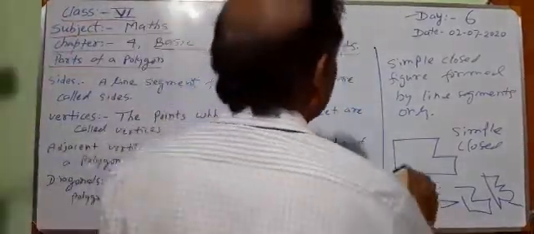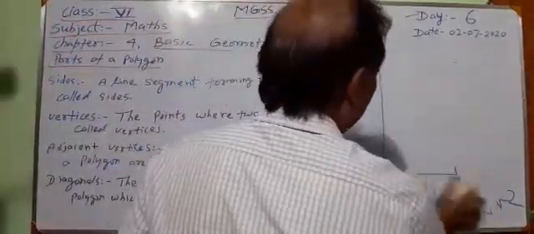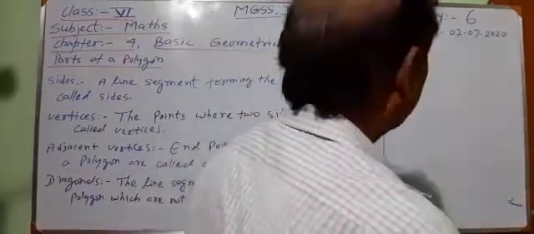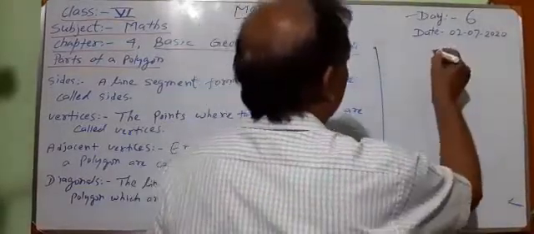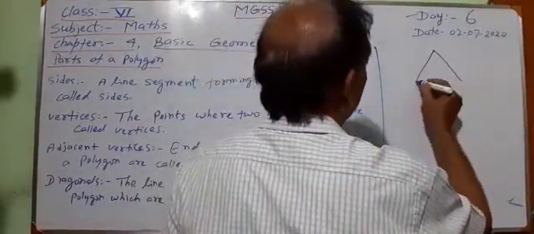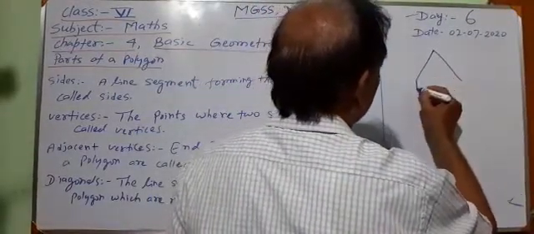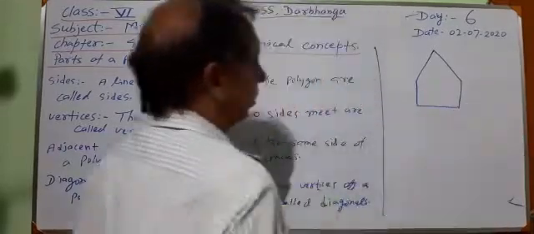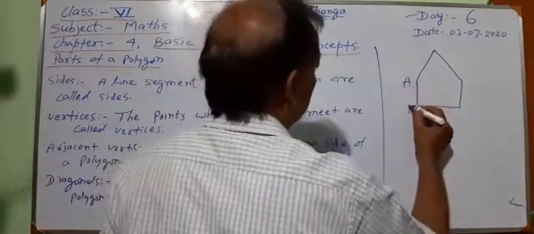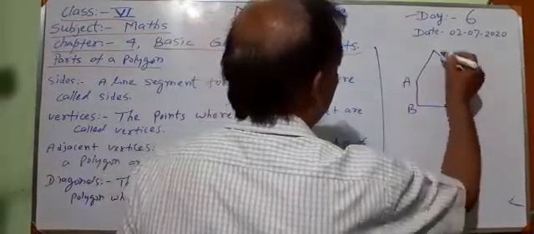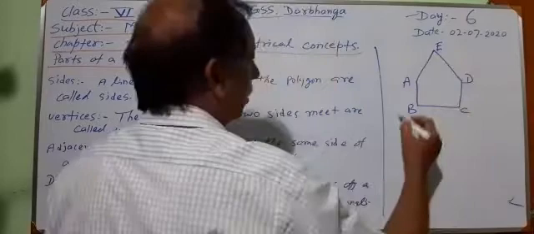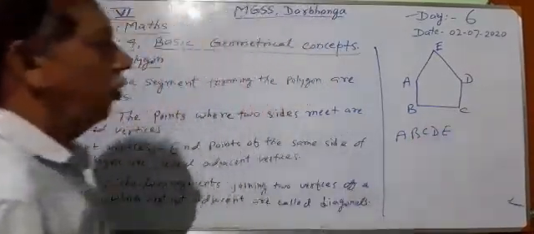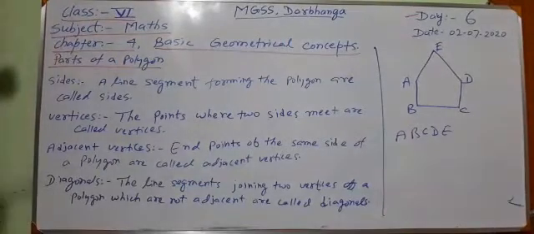Now what are the parts of a polygon? Here we have to read what are the parts of a polygon. First, we are drawing a polygon. This is a polygon. Name is A, B, C, D, E. A, B, C, D, E is a polygon. What are the different parts of a polygon?